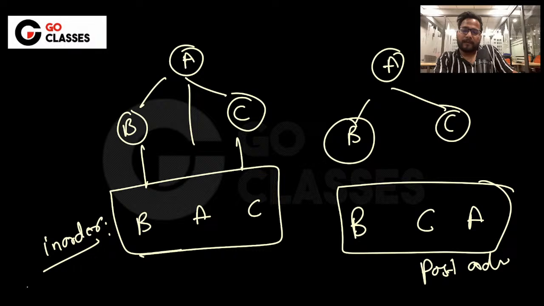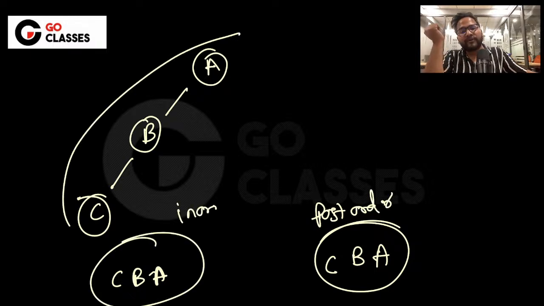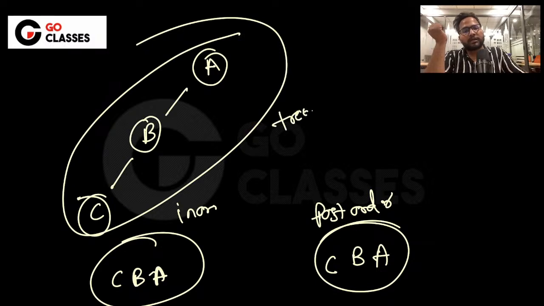So if the tree is something like this, now find out the in-order and post-order. In-order is basically CBA. Post-order is left, right, root. So left, you will say C, then there is no right, then root, so CB, and then left is completed, there is no right, so CBA. This is post-order, and this is in-order. So if the tree is left skewed, then it is possible.